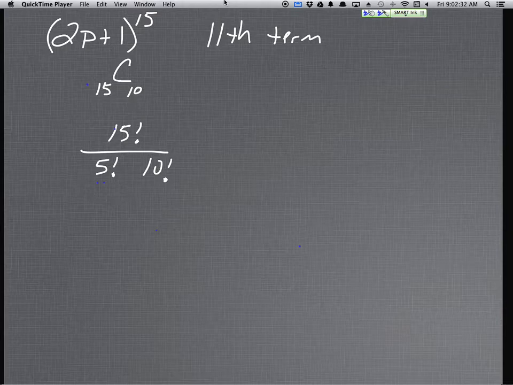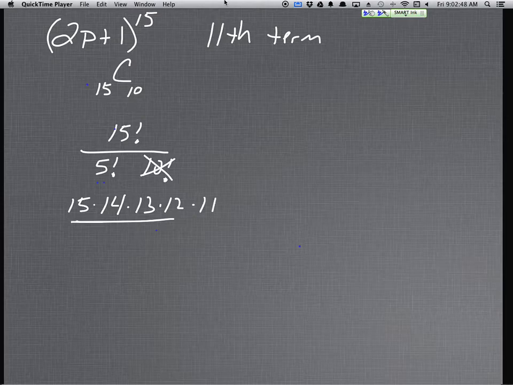Okay, once I have those, what do I want to cancel out? The 10 factorial. So what's left on top? 15 times 14 times 13 times 12 times 11. And then on the bottom, I'm left with 5 times 4 times 3 times 2.